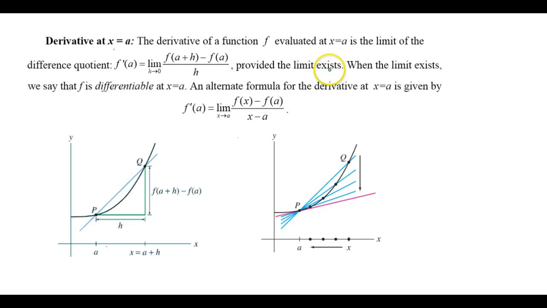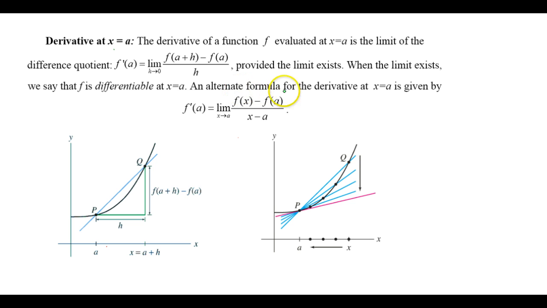exists. So remember, we had some cases in limits where the limit failed to exist. So if this limit yields a real number, then we have a derivative at the point x equals a. And when the limit exists, we have some new terminology: f is differentiable at x equals a.